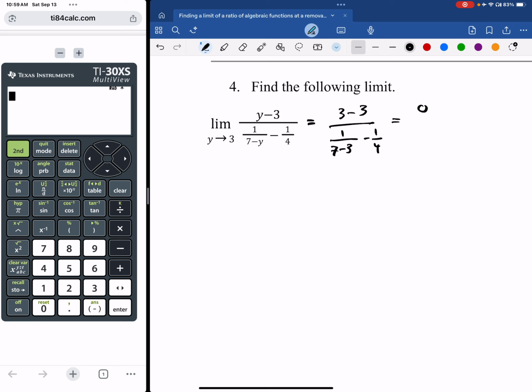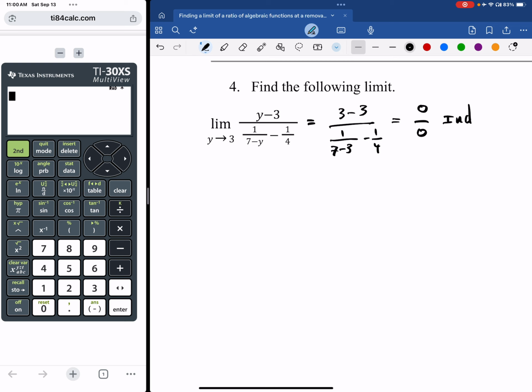3 minus 3 is 0. 1 over 7 minus 3, well 7 minus 3 is 4, so that'd be 1/4 minus 1/4, which is also 0, so that gives me that indeterminate form. Again, that just indicates that my function does not exist at that point.